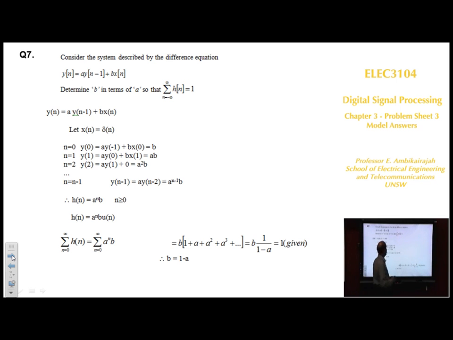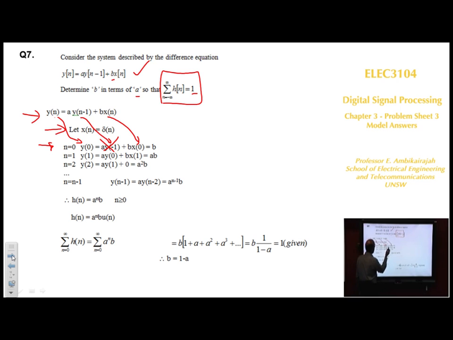Question number 7, have a look here. You've been asked to consider a system described by a difference equation. You've been asked to find b in terms of a so that the summation of the impulse response is equal to 1. That's given. So let's write this equation. That's your equation. We are trying to find the impulse response, x[n] equal to delta[n]. We now do iteration one at a time. n equals 0: y[0] here, y[-1] is 0, initially relaxed system. x[0] is 1, so b is the answer.